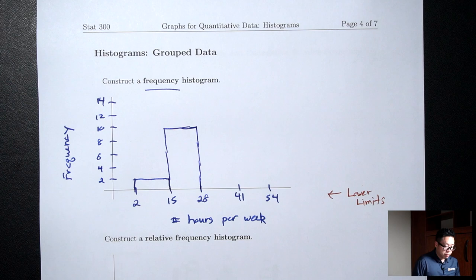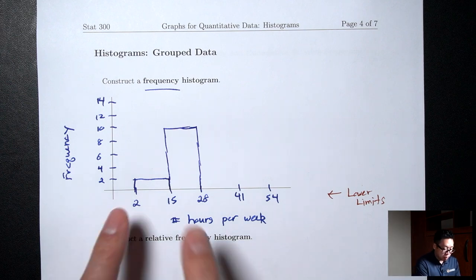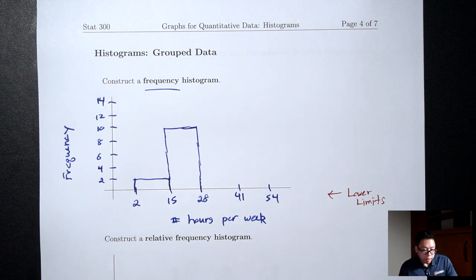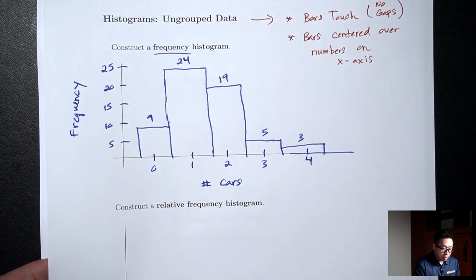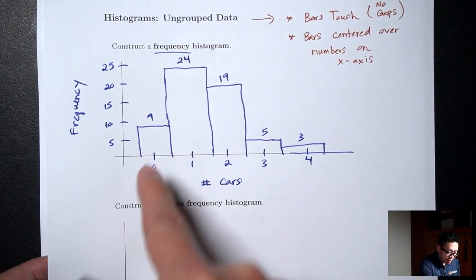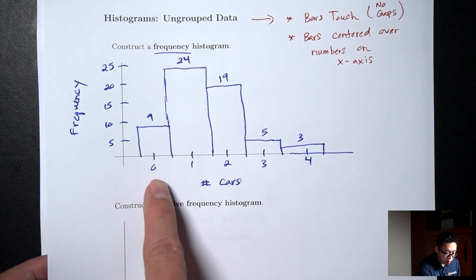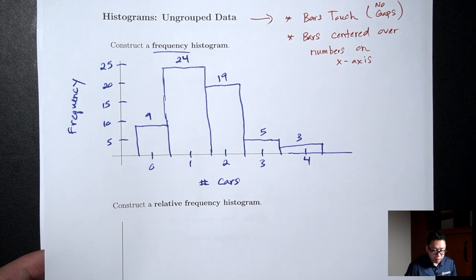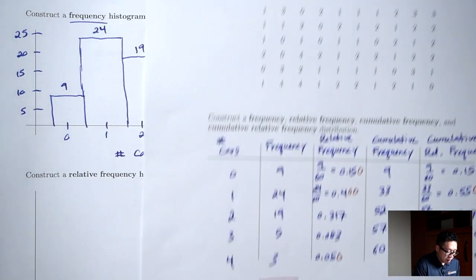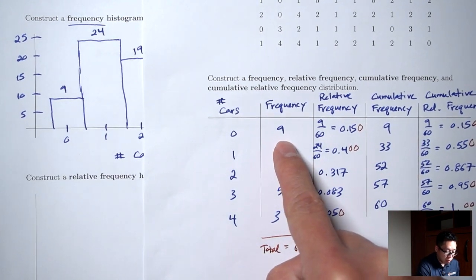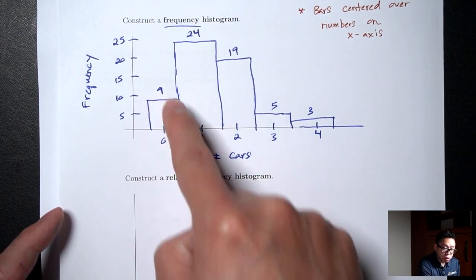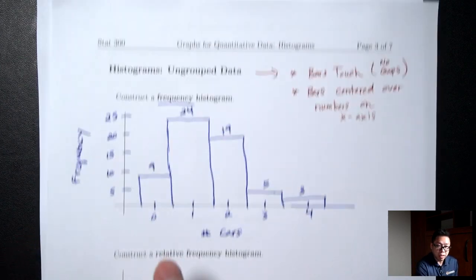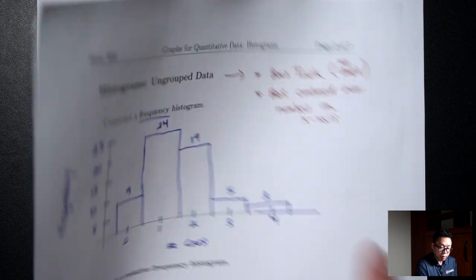Okay, notice the difference. Well, similarity, the bars touch. In the first situation, when we have ungrouped data, the bar is centered above the number, or the numbers are centered on the bars. That's because in that situation, the frequency 9 represents just the 0. So this bar goes just with the 0. And that's situation 1, ungrouped data.